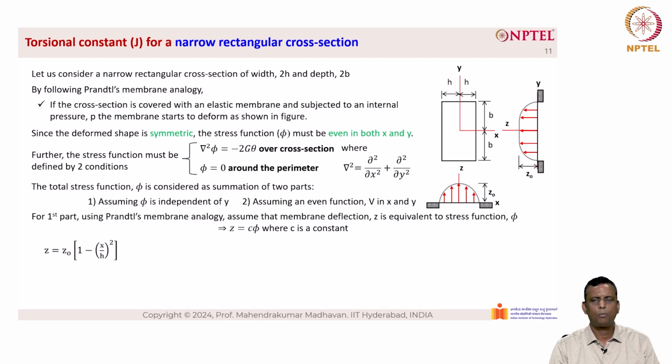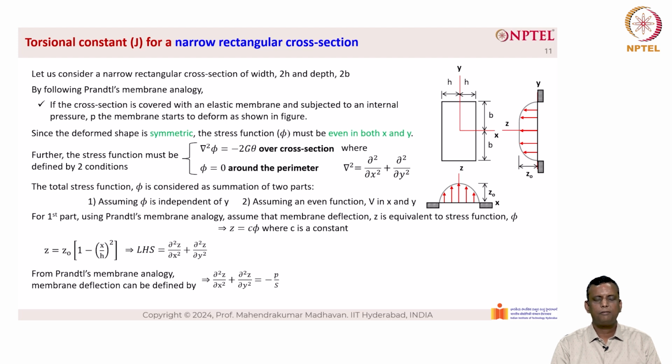This is basically a parabolic equation, and here (1 − x/h)² denotes the shape and Z naught denotes the magnitude, as you can see from the right hand side of the picture. So from Prandtl's membrane analogy, the membrane deflection can be defined as ∂²Z/∂x² + ∂²Z/∂y² = −P/S, which we have seen in the previous slide.